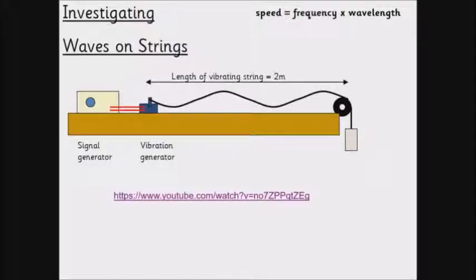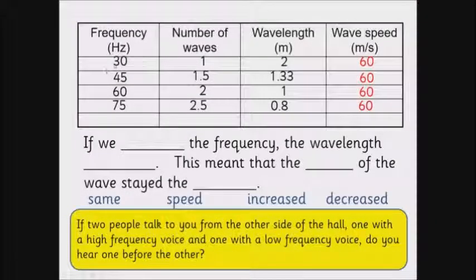Okay, so all of this could lead us to some results, and this is what we could do. We could change the frequency, count the number of waves and measure the wavelength, and we'd have 2 meters. We could change the frequency and count the number of waves and again measure the wavelength. Frequency, number of waves, measure the wavelength.